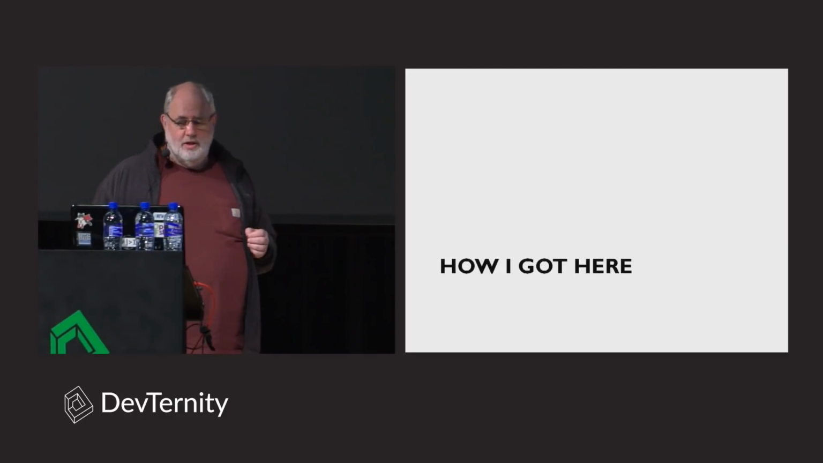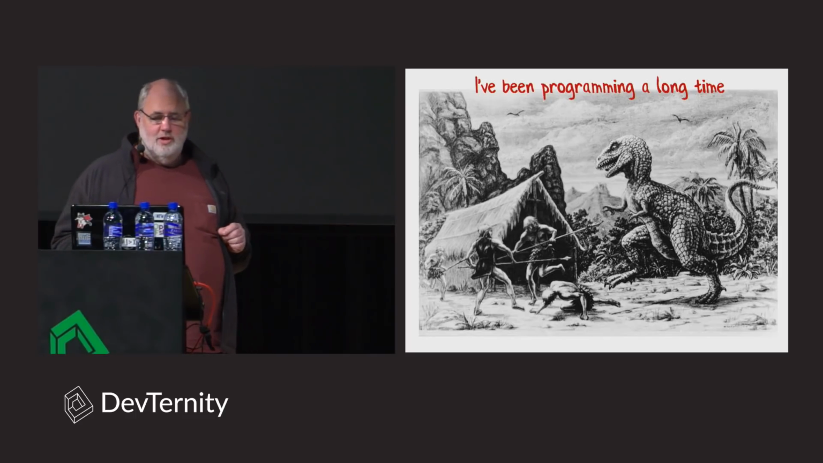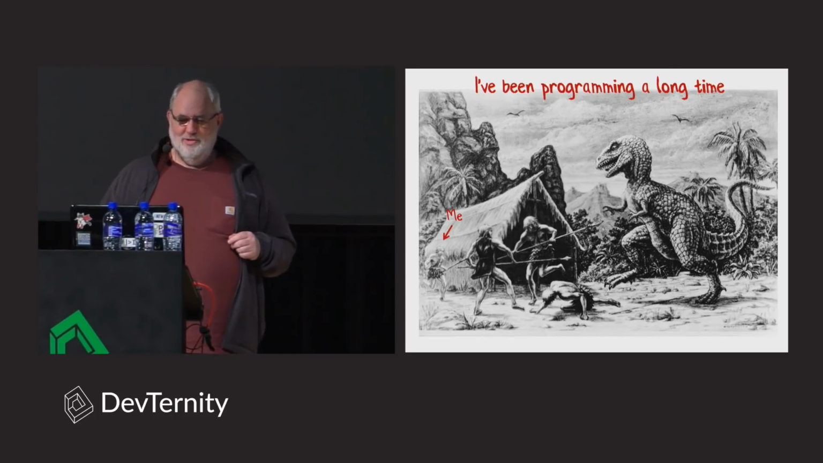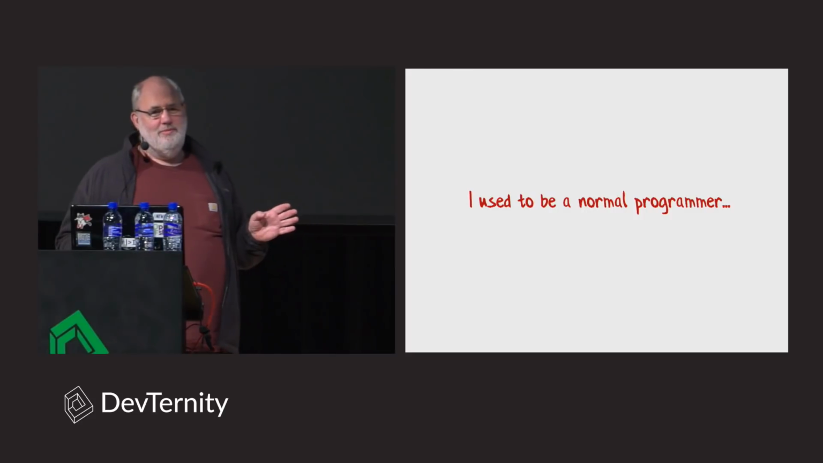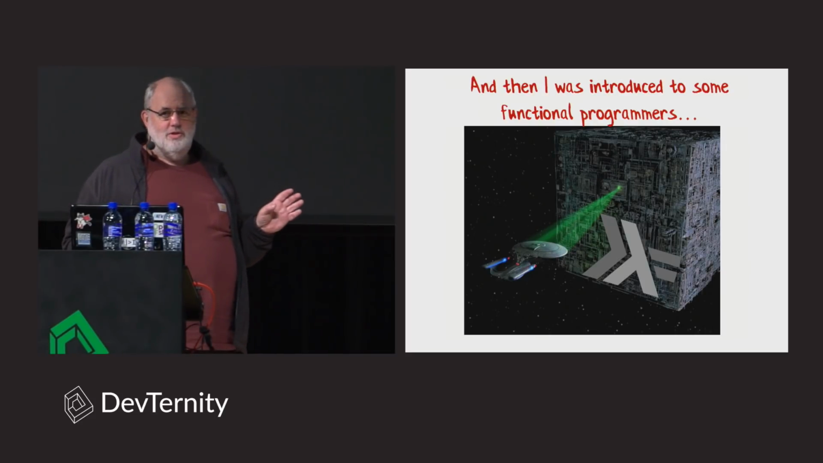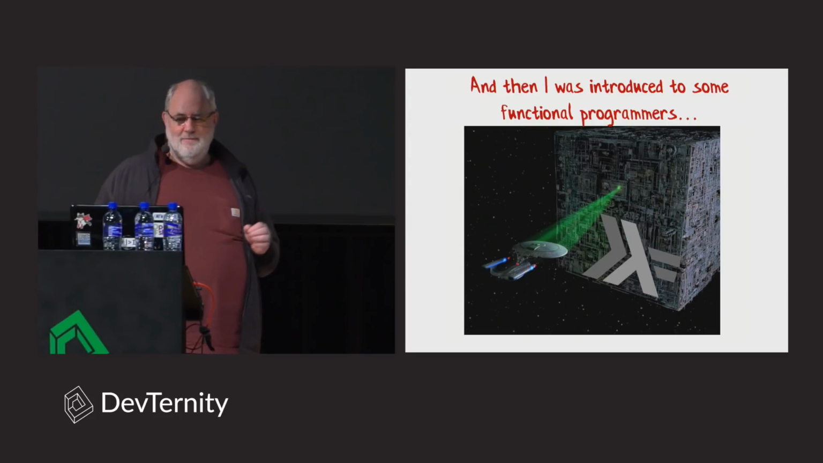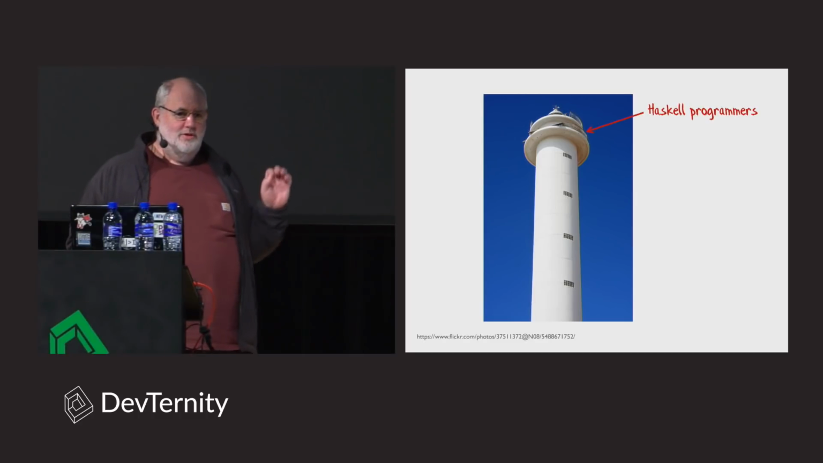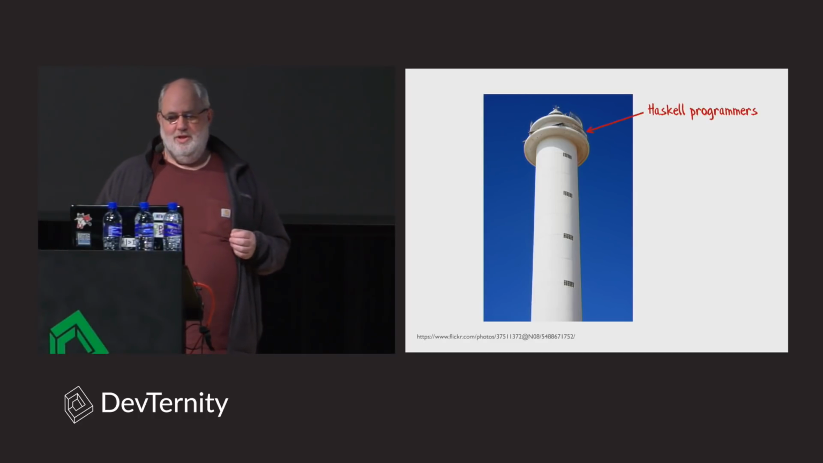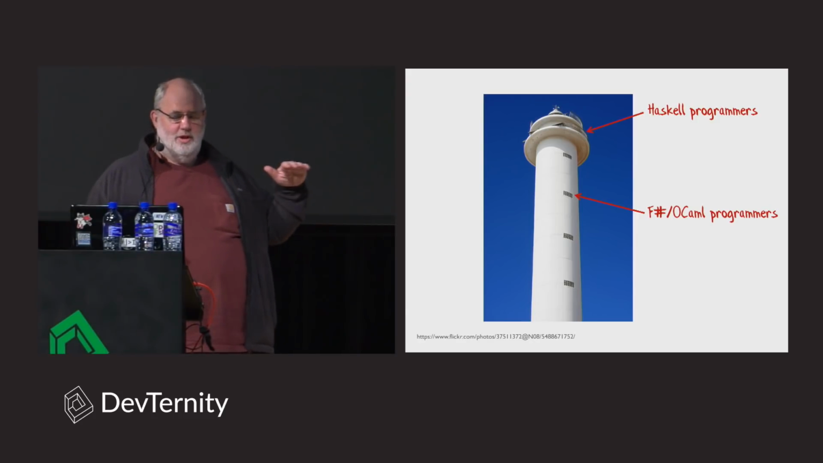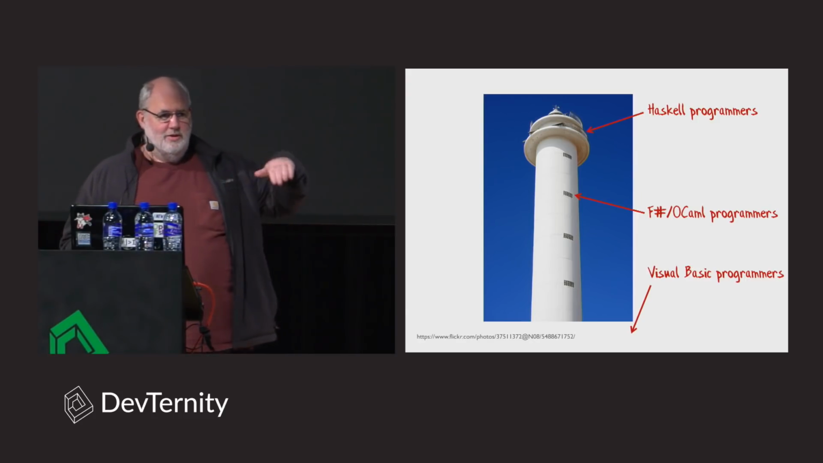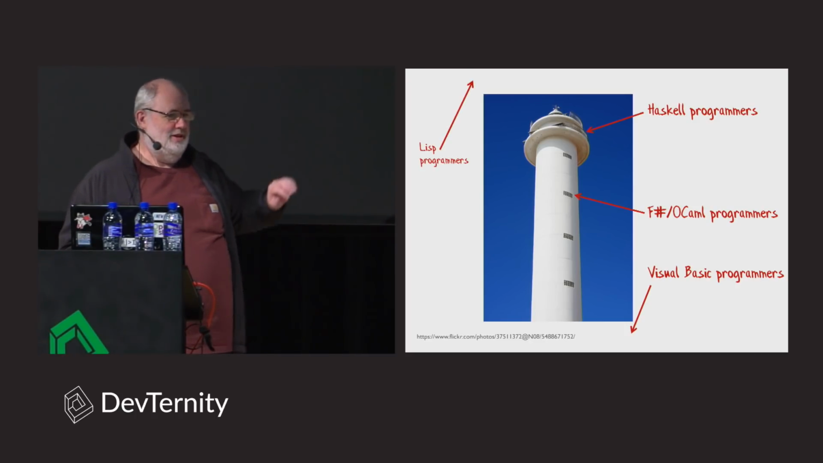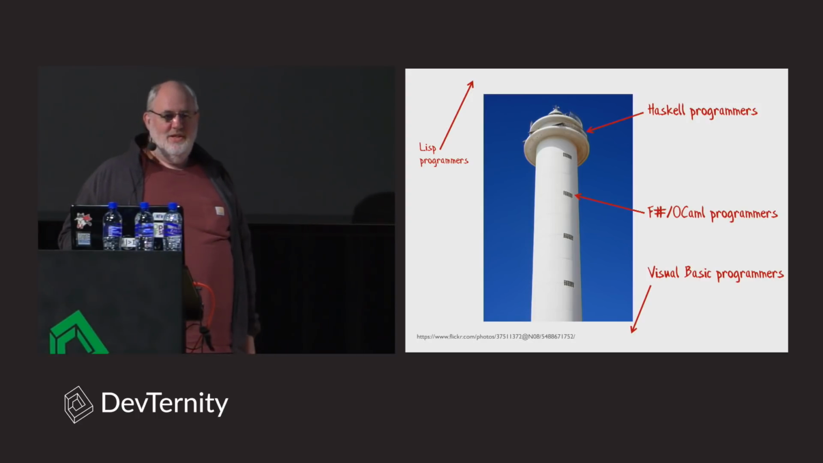So just a little bit about me, first of all. I have been programming a long time. This is me when I was a child. That's how long ago I've been programming. And I used to be a normal programmer, like people. And then I got introduced to some functional programmers who kind of assimilated me. And they took me to this ivory tower. And of course, at the very top of the ivory tower are the Haskell programmers. And the F# and the OCaml programmers are a little bit further down, and the Visual Basic programmers are right in the basement. And the Lisp programmers are on another planet altogether. So that's me. I'm in the ivory tower.